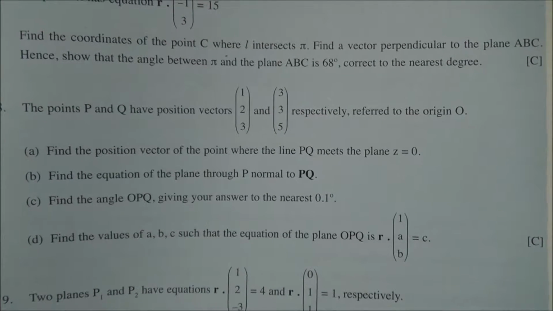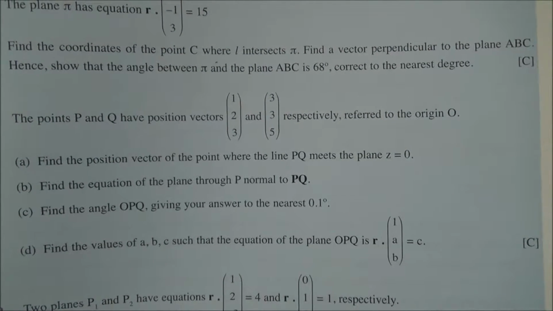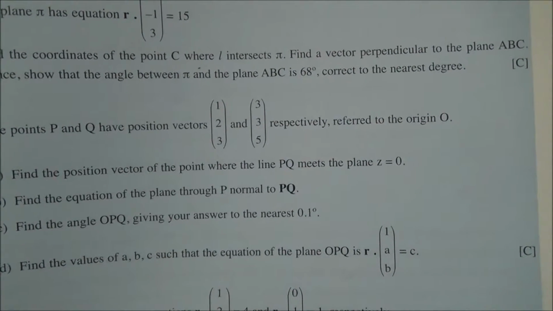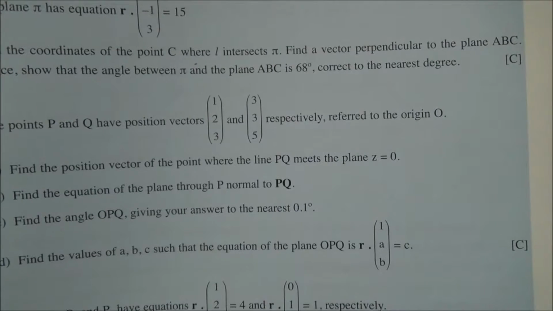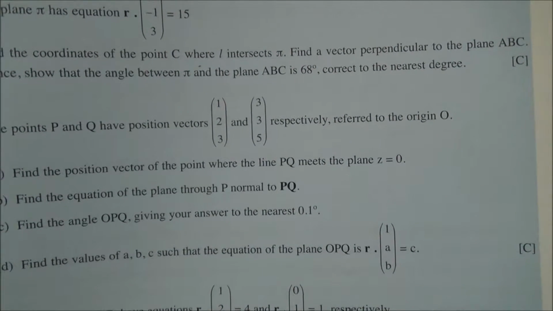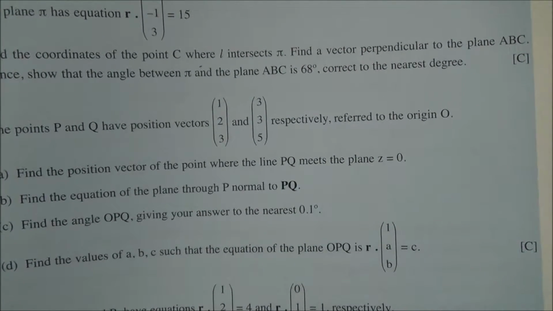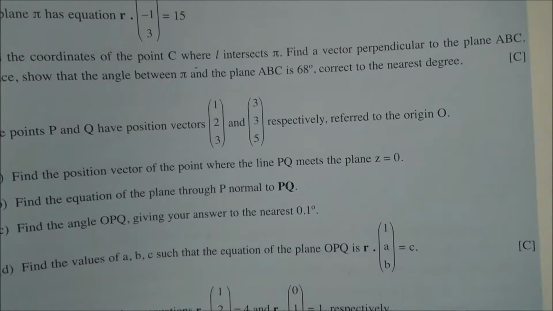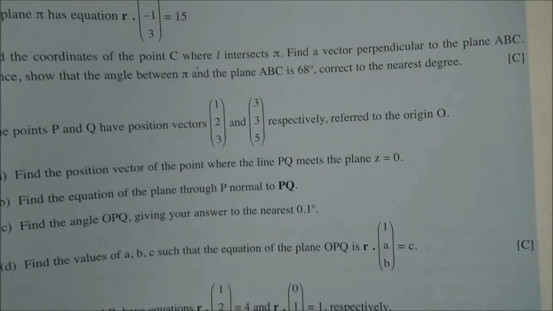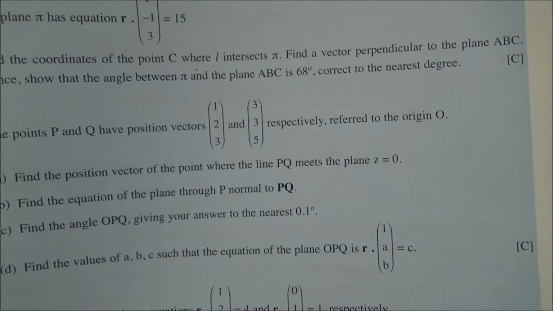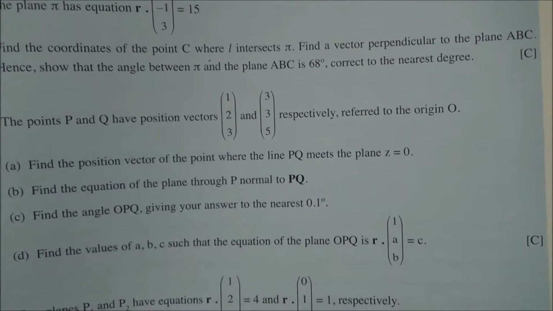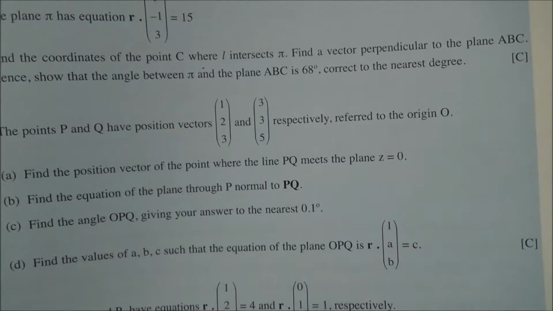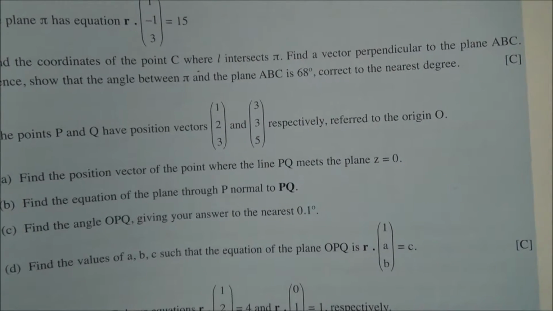Hi, the points P and Q have position vectors (1, 2, 3) and (3, 3, 5) respectively, referred to an origin O. Find the position vector of the point where the line PQ meets the plane z equals 0. Also find the equation of the plane through P normal to PQ. And find the angle OPQ, giving your answer to the nearest 0.1 degrees.